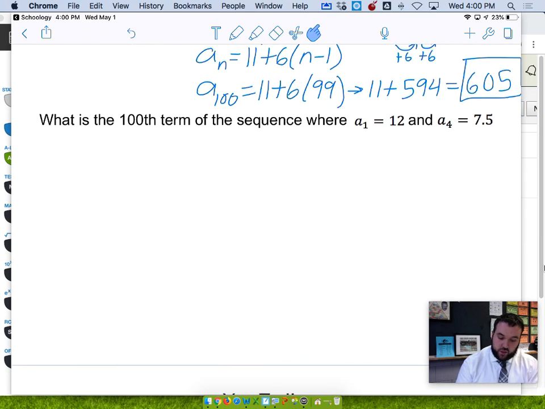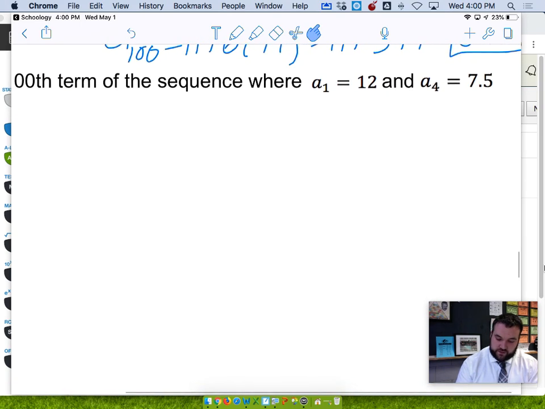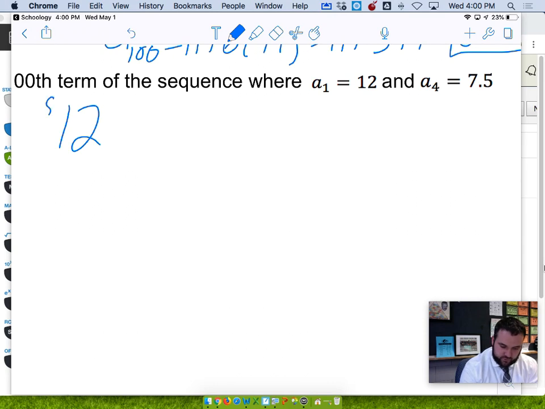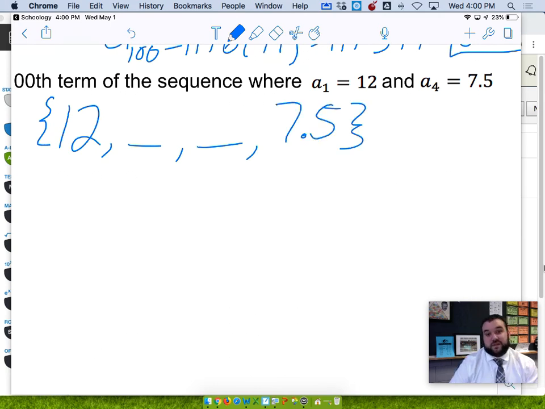Same sort of thing. What is the 100th term of the sequence where a sub 1 is 12 and a sub 4 is 7.5? So if you think about what that means, a sub 1 means the first term, the first term is 12. I don't know the second, I don't know the third, but I know the fourth is 7.5. Question is, what's the 100th term?